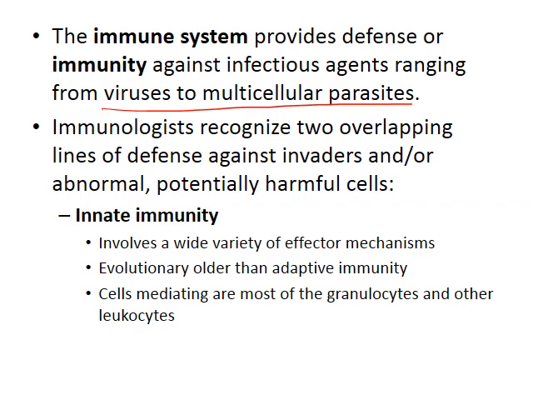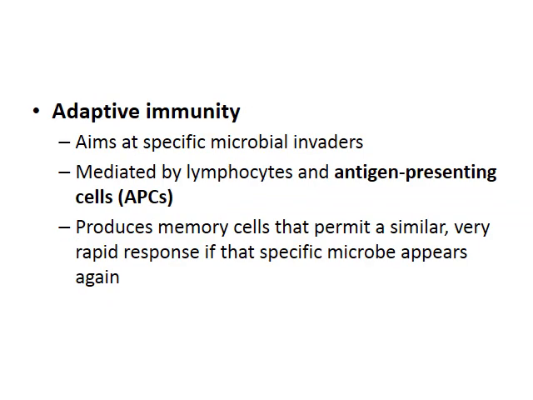Now, there are two overlapping lines of defense that are going to assist in providing defense against anything that's abnormal or potentially harmful. The first is going to be the innate immunity, and this is the first one that's going to be present in your defense. We'll learn a lot more about it in the other course, immunology. Generally, this type of immunity is considered older, evolutionarily speaking, than adaptive immunity. It's more primitive if you want to think of it that way. And most of the cells involved are your granulocytes and a few other leukocytes.